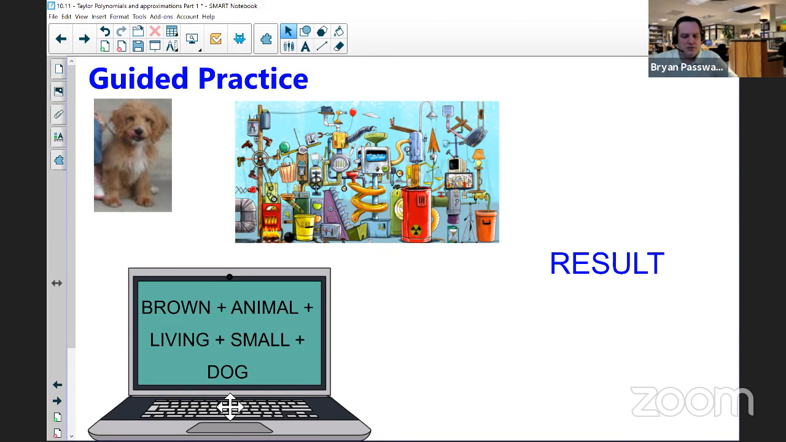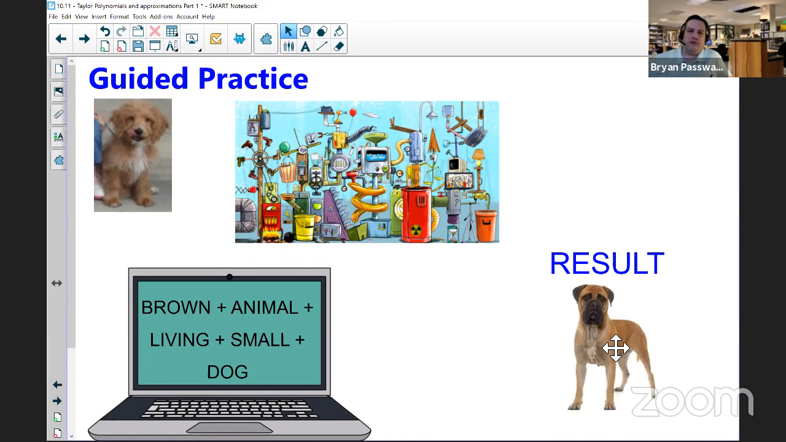I probably should have mentioned it was a dog. Why didn't I mention that in the beginning? Well, probably because this would have been a lot faster of a presentation, not nearly as fun. But anyway, if I tell it it's a brown animal, living, small, and dog, I come up with that. Hey, at least we're in the right field now, right?